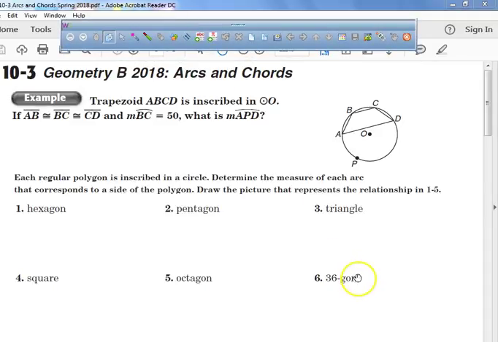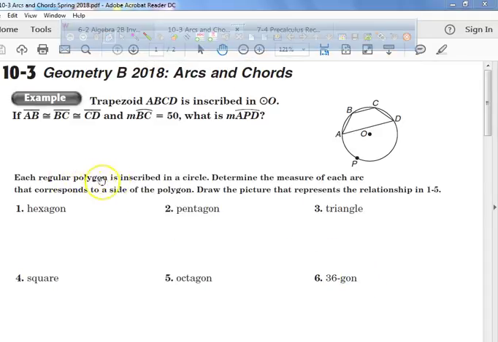Continuing with arcs and chords. It says each regular polygon. By the way, what does a regular polygon mean? All sides equal and all angles equal. Inscribed. What does inscribed mean? Inside of a circle. It says determine the measure of each arc that corresponds to a side of the polygon and draw the picture that represents the relationship in 1 through 5.